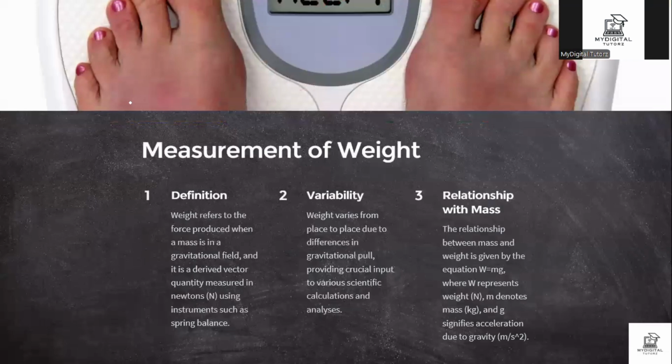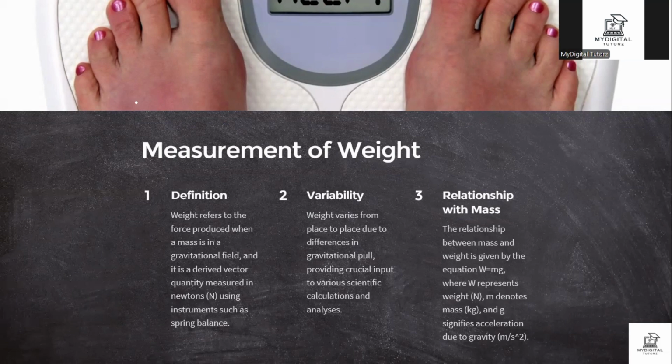Next is weight. Weight refers to the force produced when a mass is in a gravitational field, right? And it is a derived vector quantity, and the unit is Newton. That is the SI unit. We can get the derived unit by referring to the relationship between mass and weight, which we will get to. So the instrument we use in measuring weight is spring balance. These are some of the questions that can come in your objectives. Spring balance is used for measuring weight, while beam balance or chemical balance is for measuring mass.